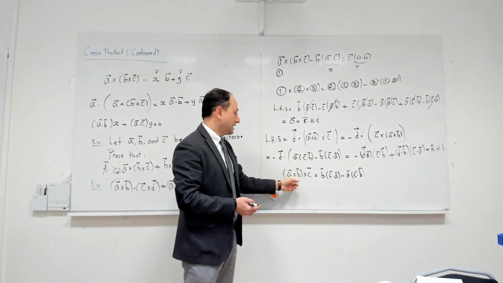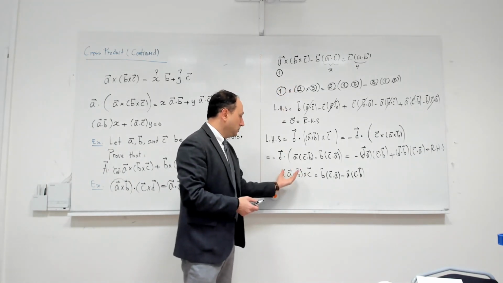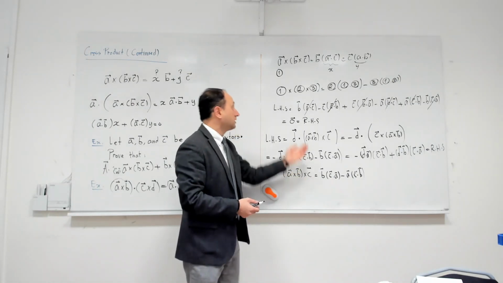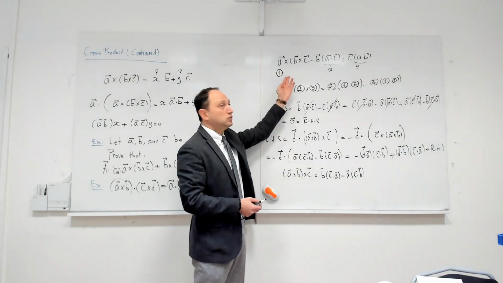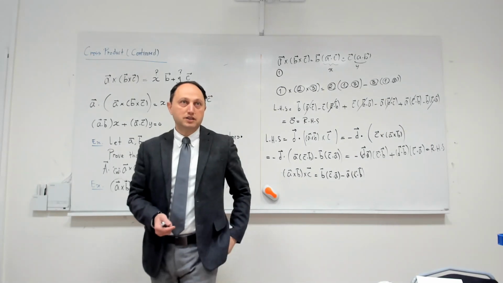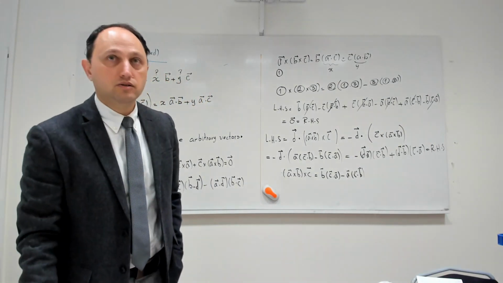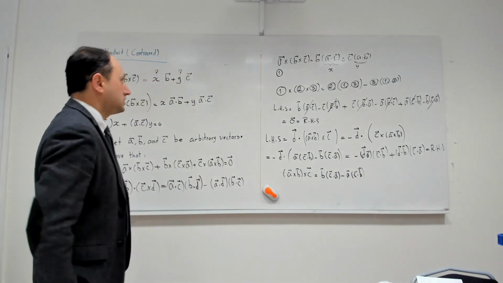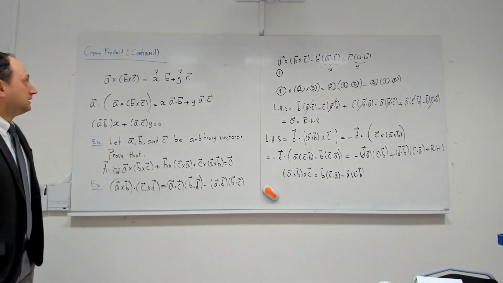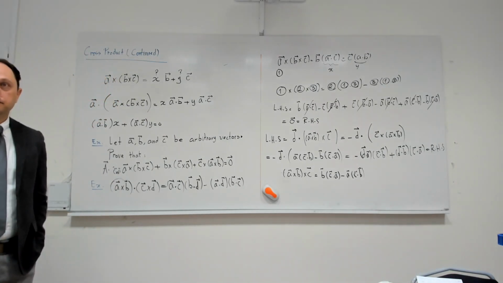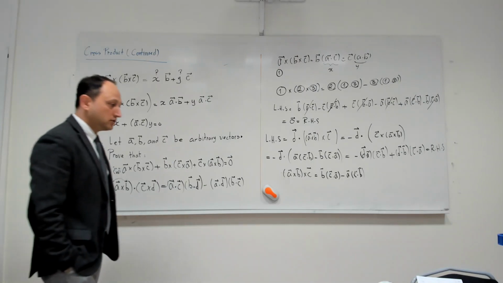And this means that even though it is meaningful to write an expression like this and this, this is not equal to that, so it means the cross product is not associative. Yes, so that is also one way to see this. Any questions?